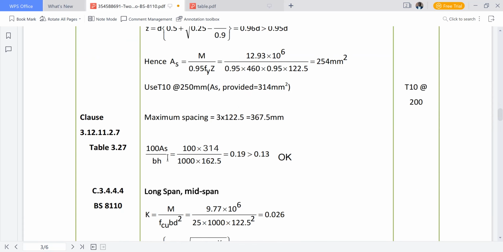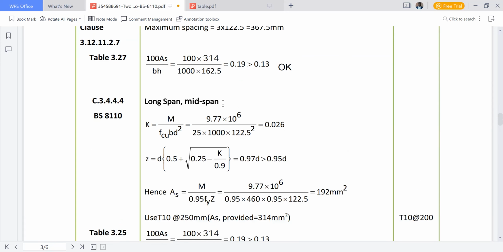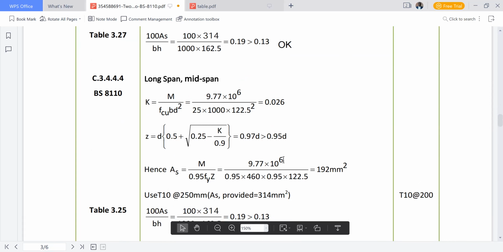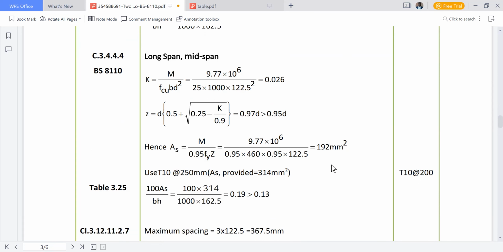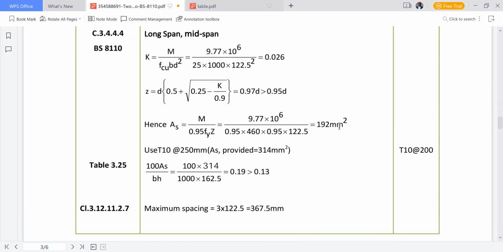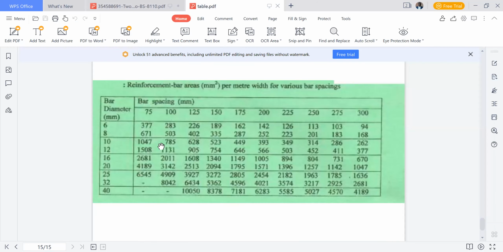We check the minimum area, 0.13%. Our area passes the test. Then we go to long span, the same will apply. You will substitute the moment along the long span as calculated using the moment coefficients. You get 192, and then we go to the table to obtain an area which will satisfy steel area and also satisfy maximum spacing. So here we also came along 10, so we picked 314.